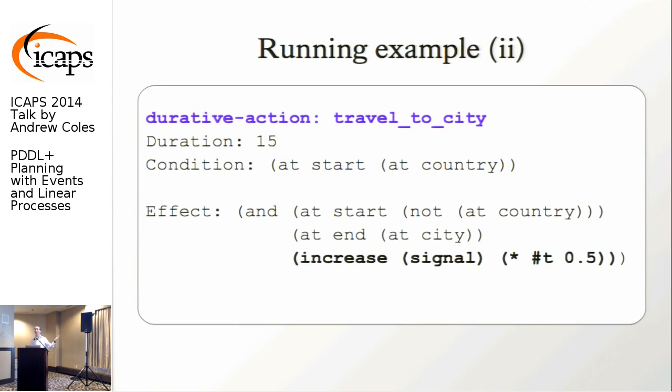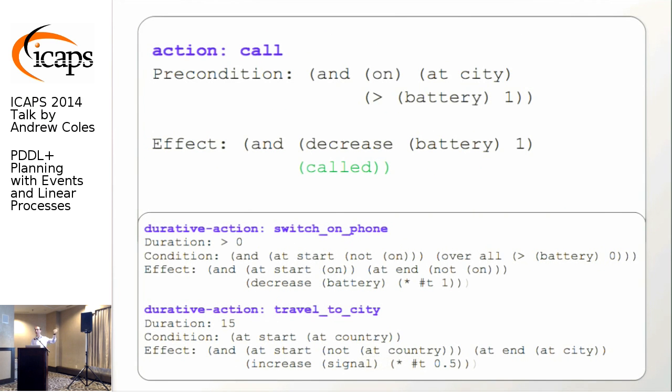We can have another durative action that has another continuous effect. In this case, it's traveling from somewhere in the countryside to somewhere in the city. And whilst we go to the city, we're going to increase the signal level on our phone, and at the end we're going to be in the city. Then you can take these two and we can use them to trigger an instantaneous action that says, okay, we've managed to make a phone call. And you have to switch on your phone so the phone's switched on, and you have to travel to the city so that you're at the city. And then once you have those conditions, and if you have some battery charge left, then you can make a phone call. So this is PDDL 2.1.